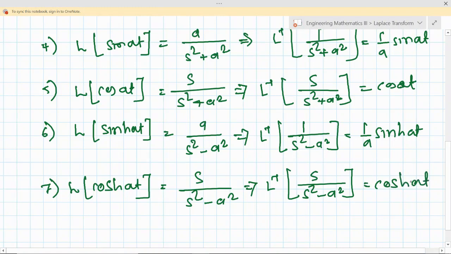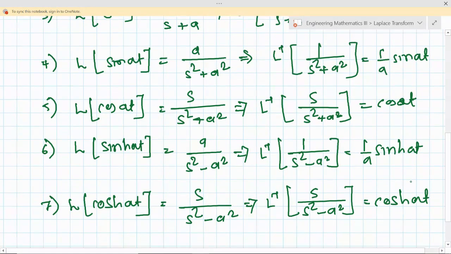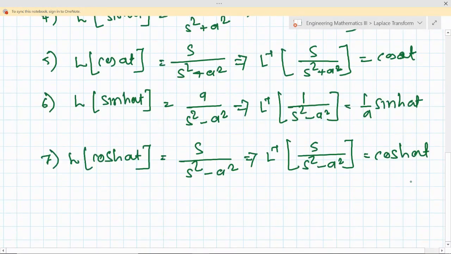See, why I'm explaining all these results is because they are important for the online exam also. They may be in the final exam, and we are also using them to solve examples based on the inverse Laplace. That's why. So same here. So what is that?